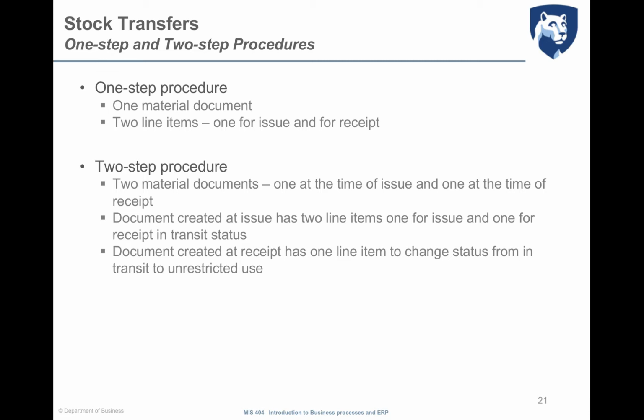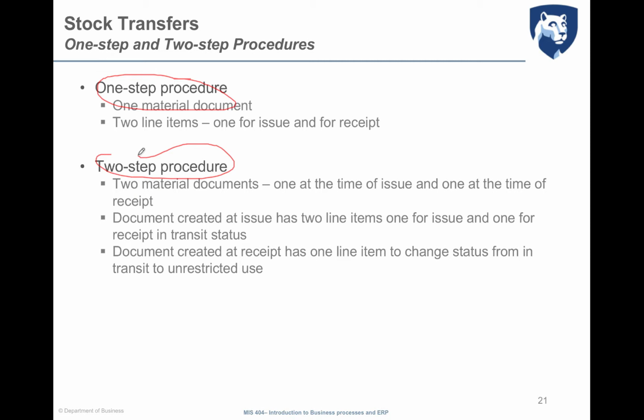Let's see the two procedures from an administrative perspective. In both cases, so in both the one-step procedure or two-step procedure, a material document is created. But in the one-step procedure, one material document is created which contains two line items for each material moved, one for the issue at the supplying location and one for the receipt at the receiving location. While instead, during the two-step procedure, two different material documents are created, one for issue and one for receipt.